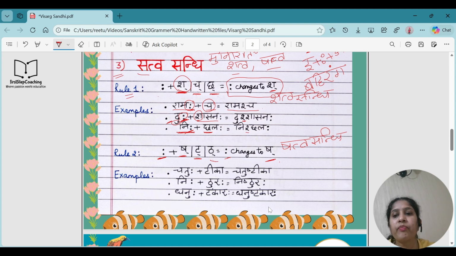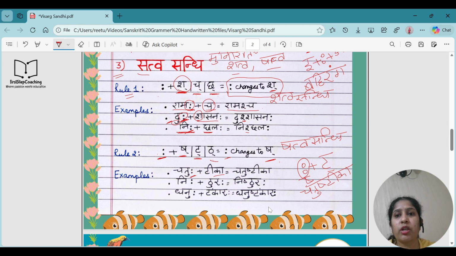If we see the examples, first example, Chatuhu plus Tika. So what is happening? Chatuhu means the first word is ending with the Visarg and the second word is starting with the Ta. So we have seen that Visarg plus Ta, what will happen? The Visarg will change to Sh halant, means half sh. Correct. So if you join it, there is not going to be any change anywhere other than this visarg. So this visarg will change to sh shatkun.